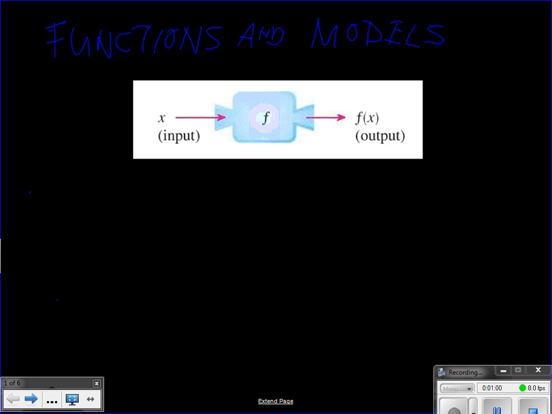A basic picture of a function I have here is something they call the machine model. What a function does is it takes one input, the function operates on that input and produces an output. Okay? Every function has some properties to it.